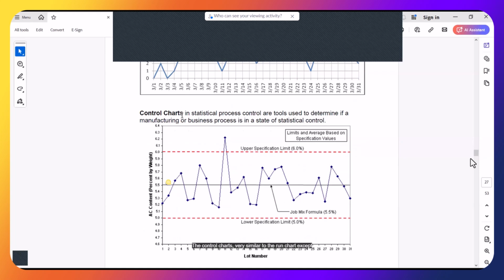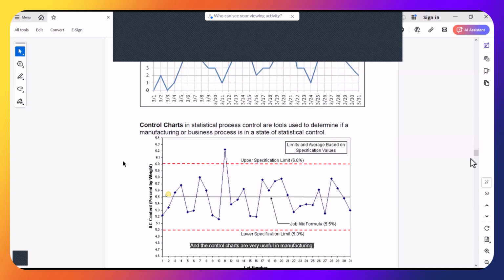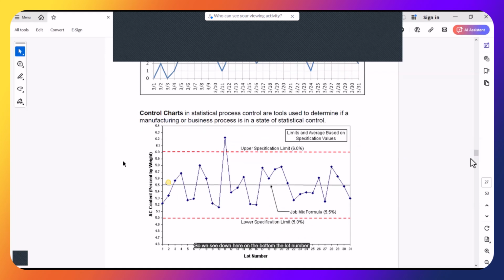The control charts, very similar to the run chart, except we've added upper and lower specification limits as well as a median here. And the control charts are very useful in manufacturing. So we see down here on the bottom the lot number. There are 31 lot numbers, one for each day, presumably.